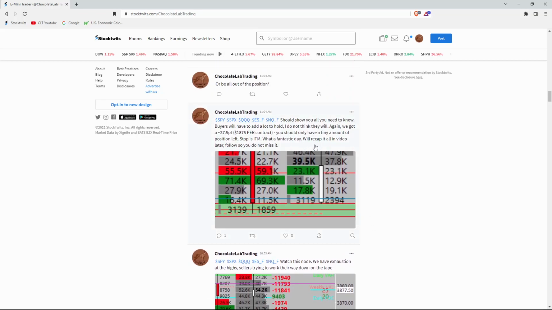All right, that should show you all you need to know. Buyers will have to add a lot to hold. I don't think they will. Again, we got about 37.5 points on this up move from the buy zone. Obviously that comes out to 18.75 a contract on the E-mini.